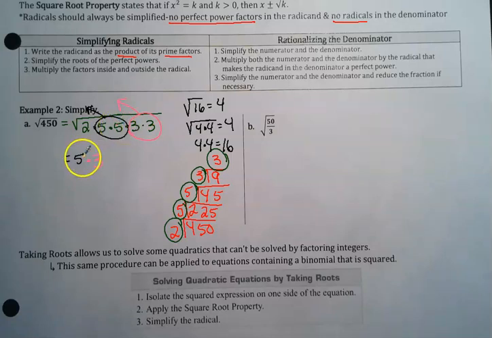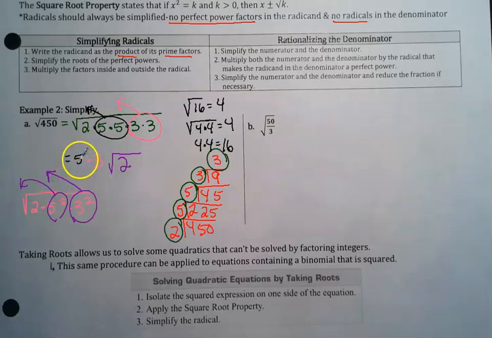The other way that might be helpful to write it is the square root of 2 times 5 squared times 3 squared. And it's a square root, so the square root of 5 squared is 5, and the square root of 3 squared is 3. Then I keep the 2 under my square root because I'm not able to pull it out.